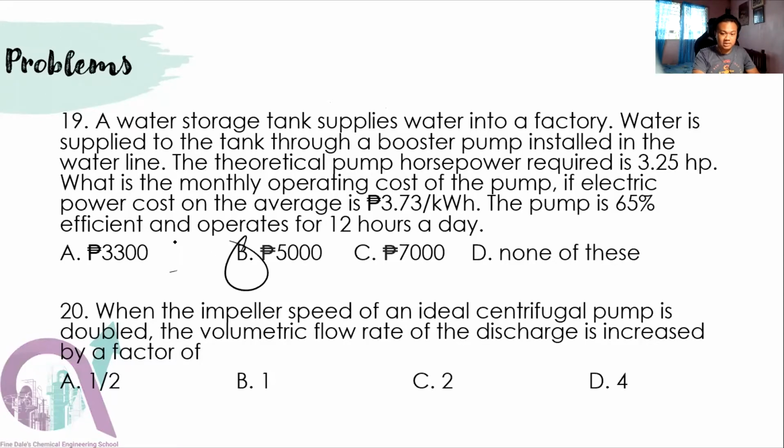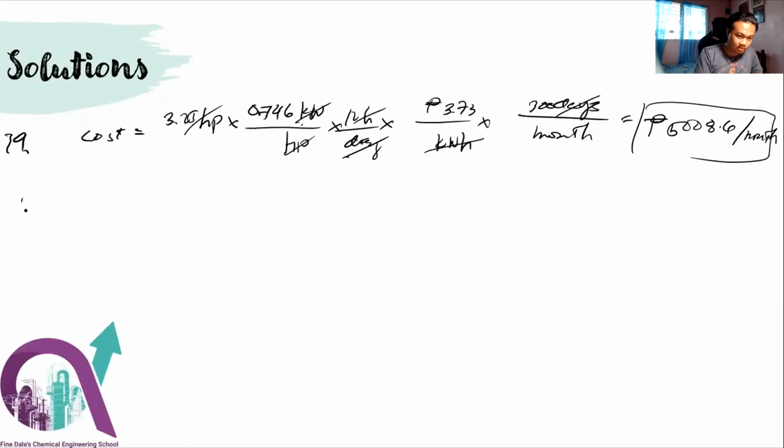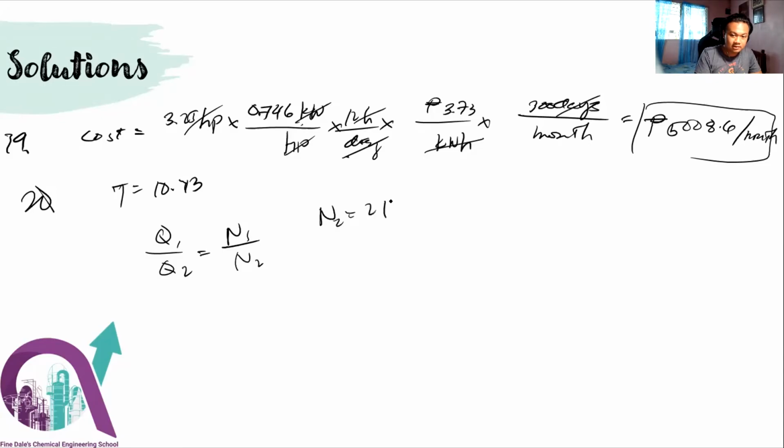Okay. So when the impeller speed of the centrifugal pump is doubled, the volumetric flow rate of the discharge is increased by a factor of... So number 20. Just look at the affinity laws. So that's Table 10-13. So you can see this there. So constant, constant, constant. You'll find this there. And then if you double the speed, right? So you will get Q2.